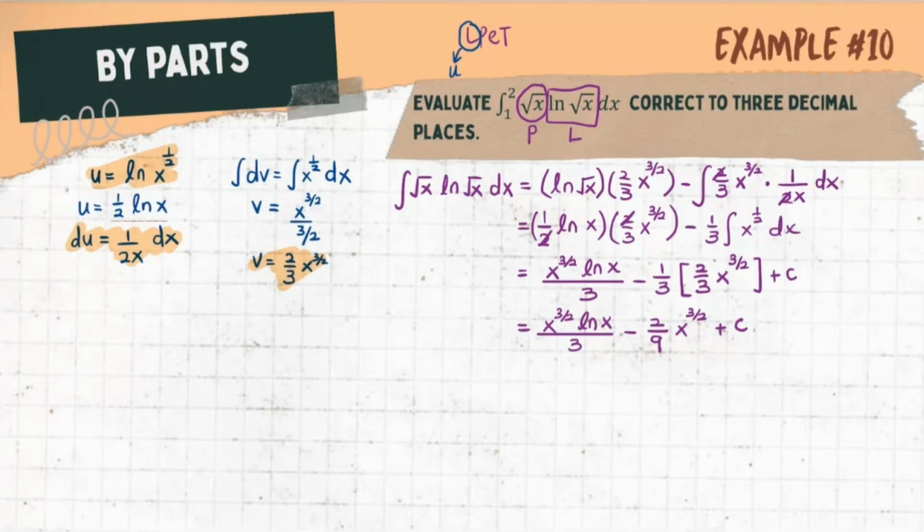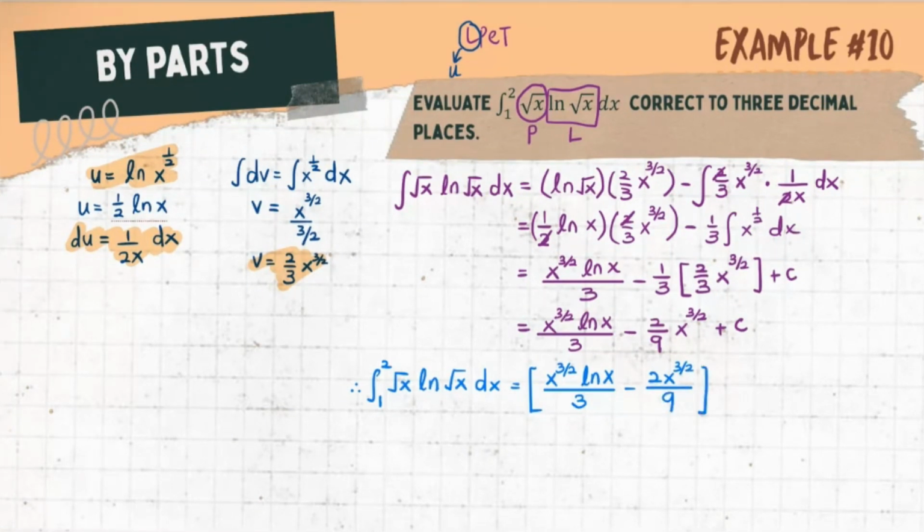Okay. Tetapi ini bukannya soalan yang dia mahukan kan, jawapan yang dia mahukan sebab dia ada definite integral kat sini. Integrate 1 until 2. So, therefore, the integration of 1 until 2 of square root of X ln of square root of X dx will be X to 3/2 ln of X over 3 minus 2X 3/2 over 9, tutup bracket, salin dia punya limit 1 until 2. And now hanya perlu gantikan dia dalam kita punya calculation lah.